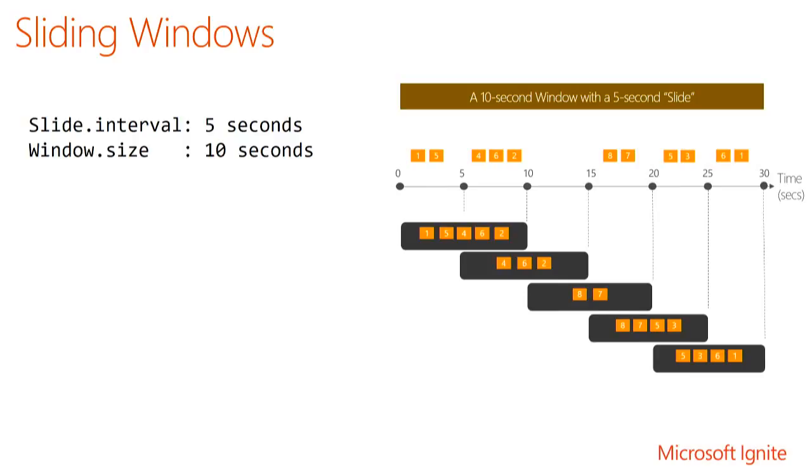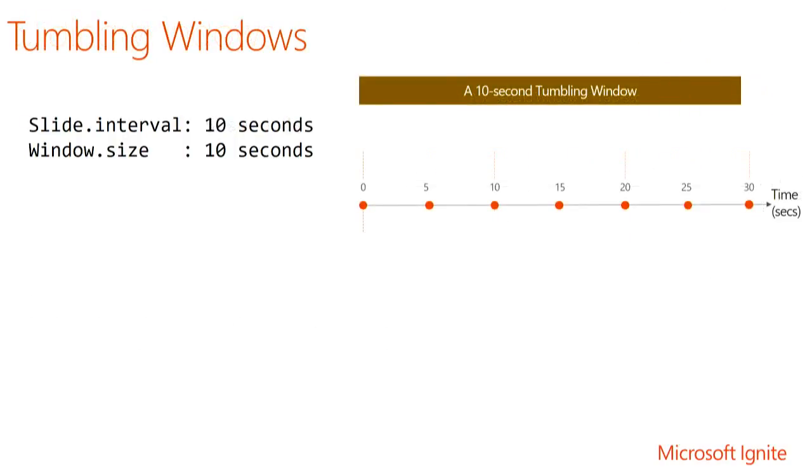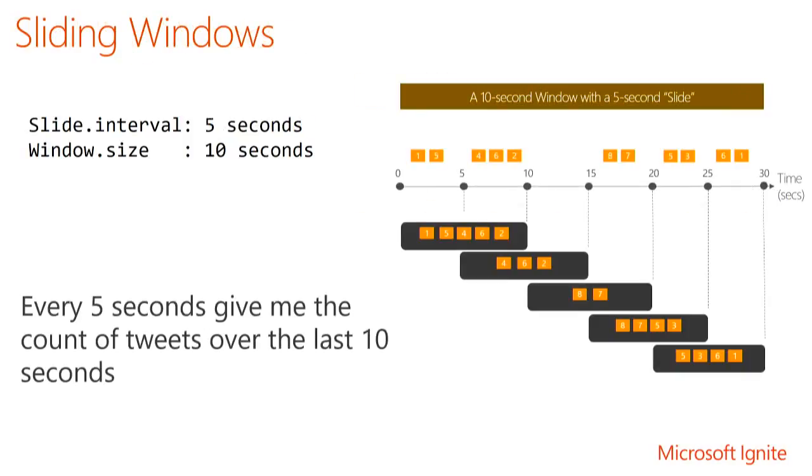But what might be a business use case for why we might want to use a sliding window? Let's say that I want to answer this query: every 5 seconds, give me the count of tweets over the last 10 seconds. In this example, we didn't actually do a count; we're just outputting the data as it comes. But when we evaluate our window, you might imagine that you want to do a count here. So instead of outputting all the events, we'll output 5 for the first window, 3 for the second window, 2 for the third, and so forth.